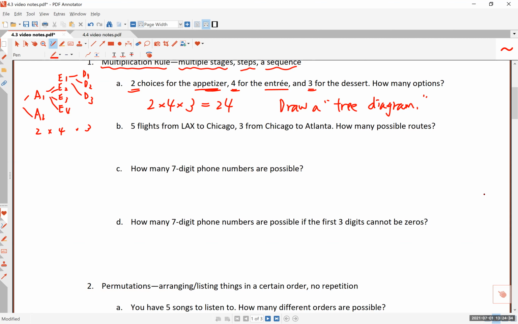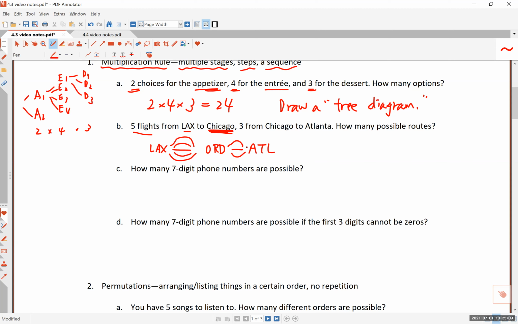Okay, the next one here, 5 flights exist from LAX to Chicago, and then you have, so let's say LAX to Chicago. What is the main airport in Chicago? You know this as the O'Hare Airport, and for some strange reason, it is called ORD. That used to be called the Orchard Field. And then to Atlanta. All right, so you have 5 different ways to get from LAX to Chicago, and then 3 from Chicago to Atlanta.